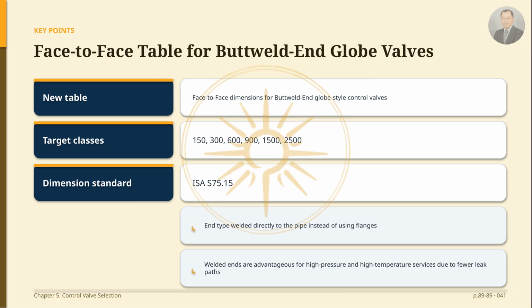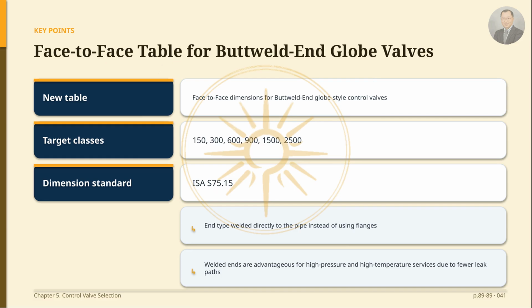Next, I will introduce the face-to-face dimension table for butt-weld-end globe-style control valves. Butt-weld ends are a method of connecting the valve directly to the piping via welding, without using flanges. The pressure classes covered in this table are Class 150, 300, 600, 900, 1500, and 2500, and the dimensions are based on the ISA S75.15 standard. Unlike flanged connections, weld ends have fewer leak paths because they lack gaskets and bolted joints, making them particularly advantageous for high-pressure or high-temperature service.